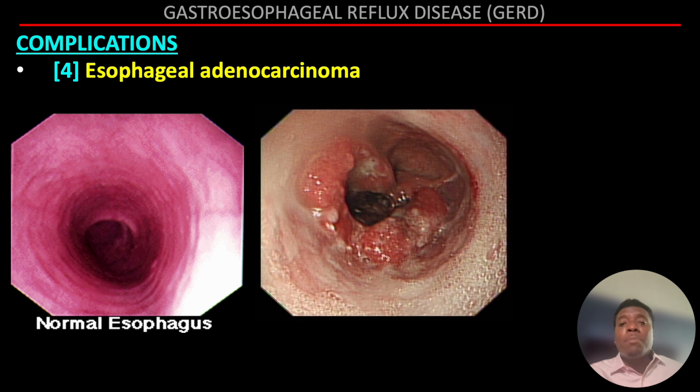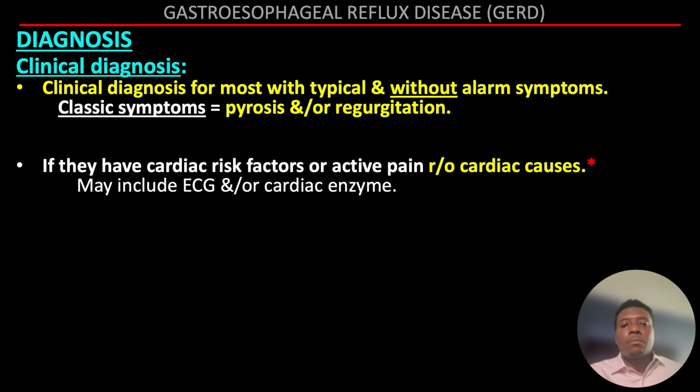Notice for those 4 complications, I have to see it. Do I see inflammation, esophagitis? Do I see a stricture, narrowing? Do I see those metaplastic changes? Or do I see a malignancy? So that's why the upper endoscopy is the most important test if you suspect a complicated GERD picture.